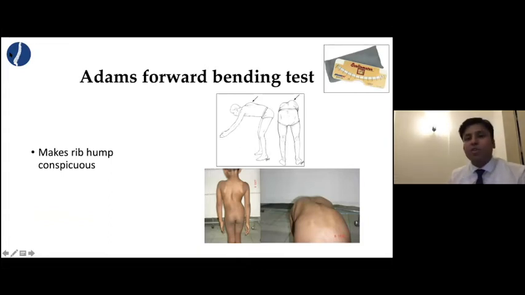Ask the patient to fold both the hands and bend forwards. The examiner looks at the patient from the side and behind. A hump becomes visible if it is in the thoracic area, and record it as a rib hump. Now, if you see a loin hump, don't call it a rib hump, please. The loin hump is because of a lumbar scoliosis, and it's present much more distally down.